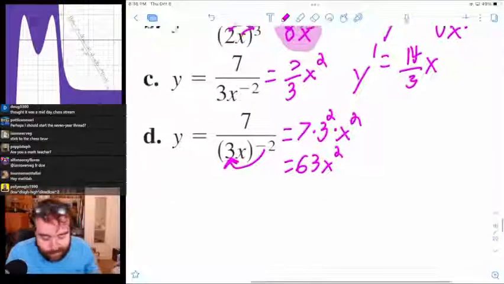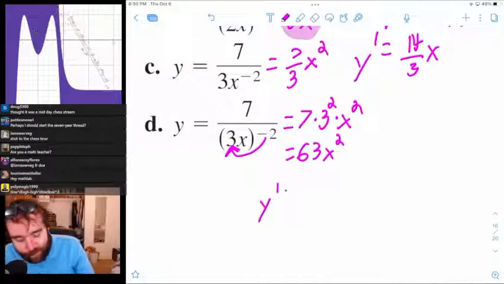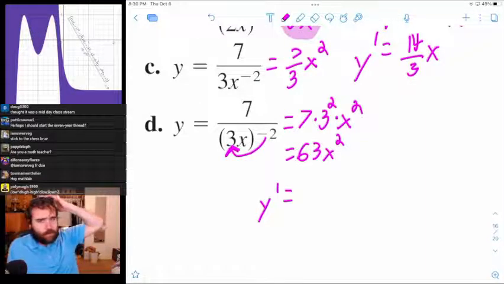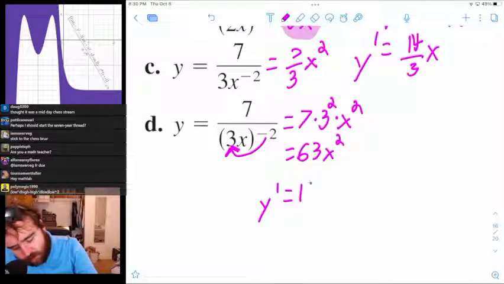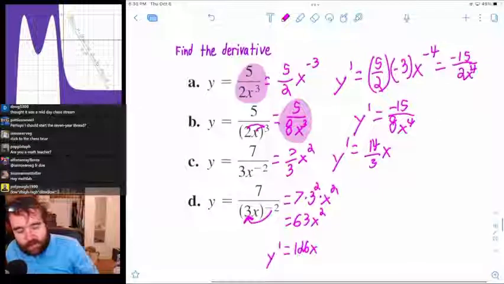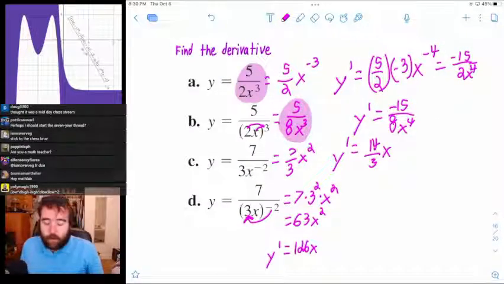And so when we take the derivative of it, we're going to move the 2 to the front. 2 times 63, you should be able to do that easily. 126. 126 x to the first, which is just x. So there you go. Just see how all of these are just power rules. Sometimes you just got to rewrite it first.